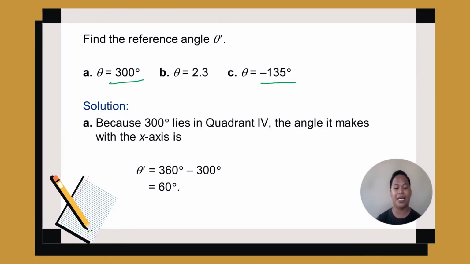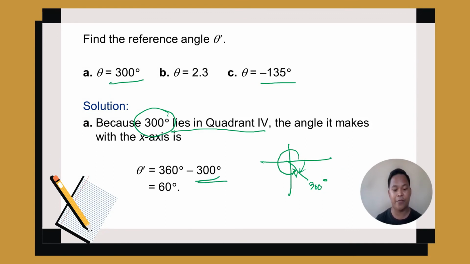Let's have letter A. Since 300 degrees or its terminal side lies in quadrant 4, we are going to illustrate 300 here. So from here, the angle is 300 degrees. And the angle it makes with the x-axis is equal to, so ito po yung angle na hinahanap. We are going to subtract 300 from 360. And its difference is equal to 60 degrees.